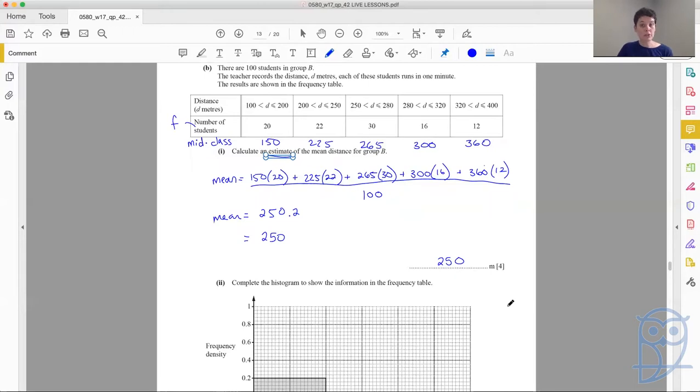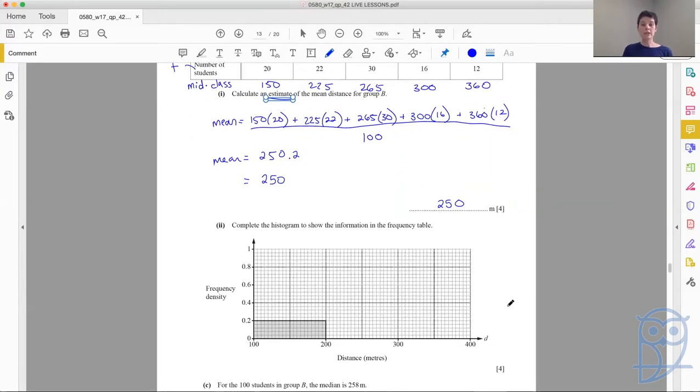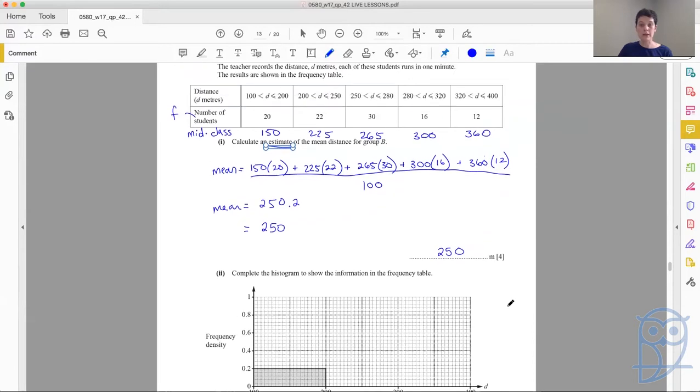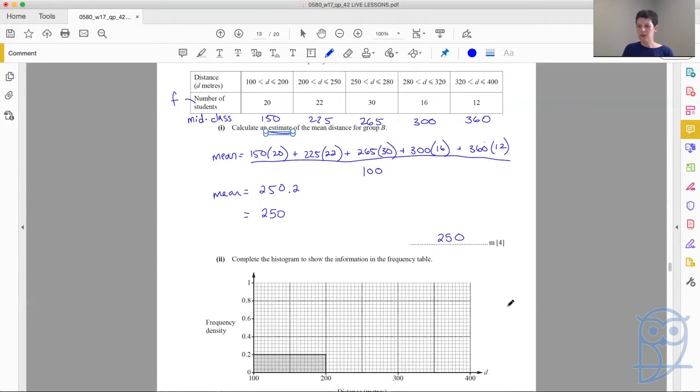Continuing with these 100 students in group B, the question asks us to complete the histogram to show the information in the frequency table. So if we head back to our frequency table, we've got to keep our little brains turned on, right? Because we have different class sizes here. And if we check our histogram, we've got frequency density plotted on that vertical axis. So we need to actually calculate the frequency density before we can complete that histogram.